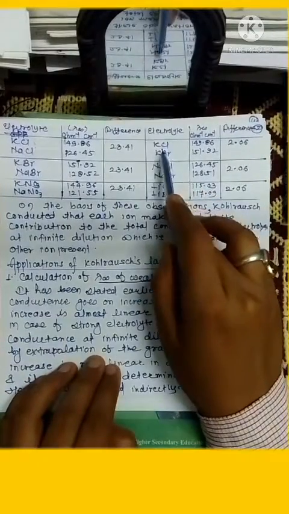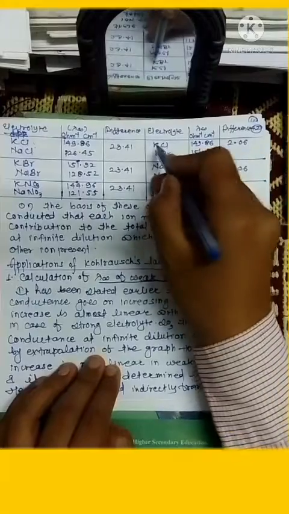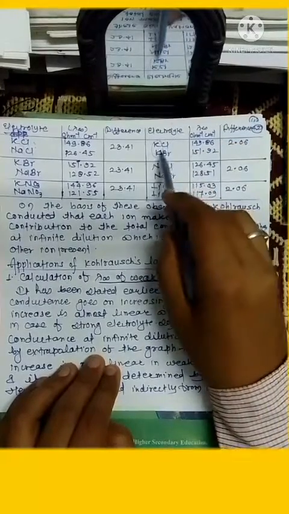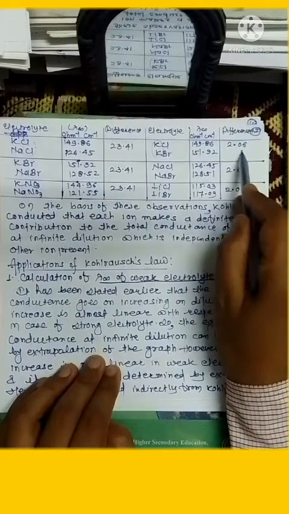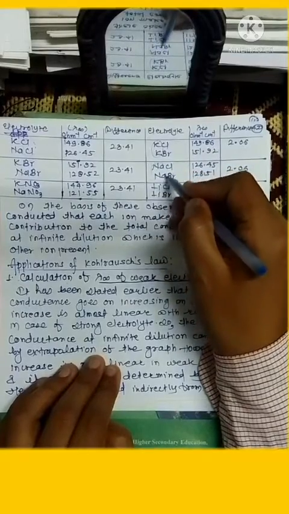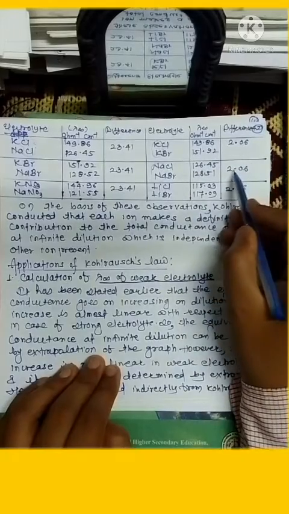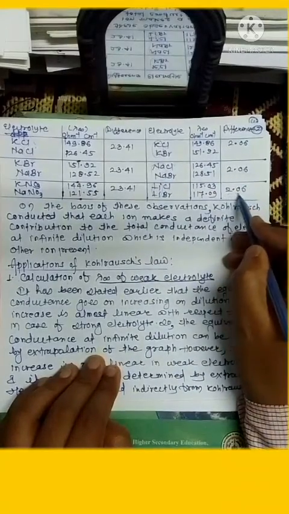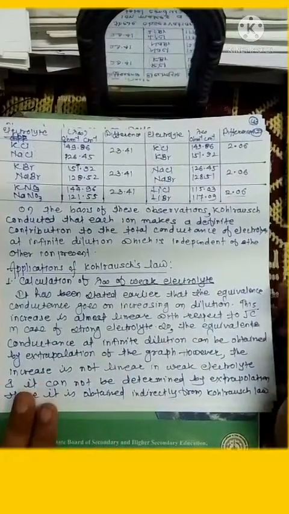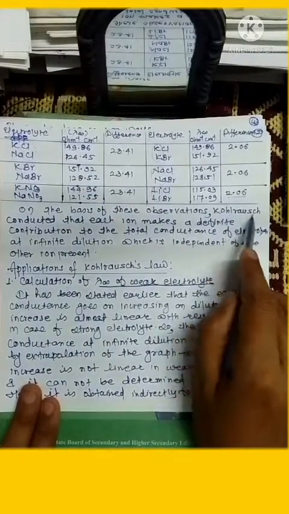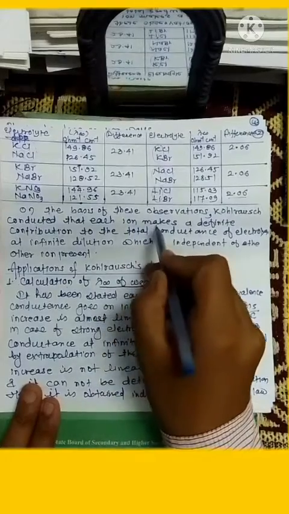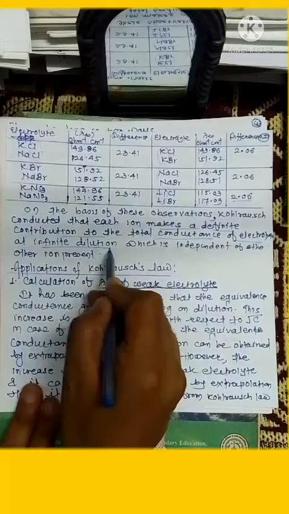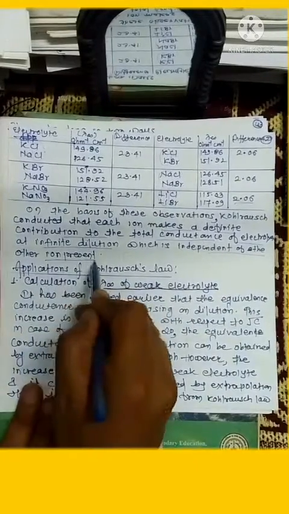Now, just see this column. In this column we see that the potassium ion is constant, it is the same here. So, in this case, the difference is 2.06. Now, just see here, the sodium ion is common in this pair of electrolytes. The difference is 2.06. In this case, the lithium ion is common and the difference is 2.06. And it is very interesting. So, on the basis of the above observation, Kohlrausch concluded that each ion makes, it is important, a definite contribution to the total conductance of the electrolyte at infinite dilution, which is independent of the other ion present.